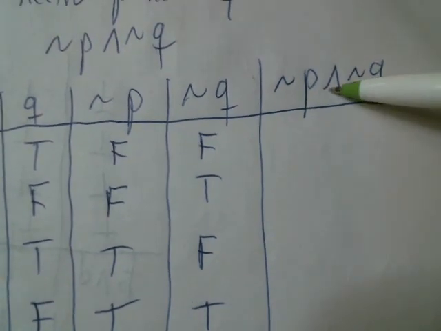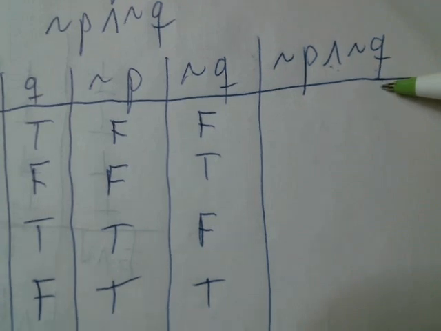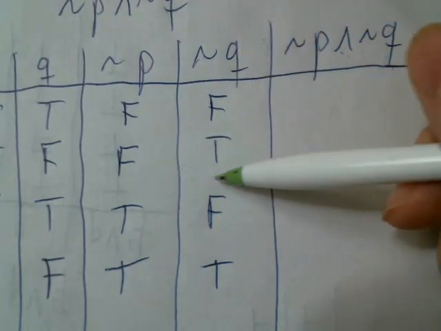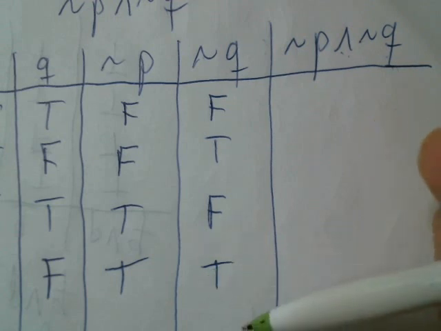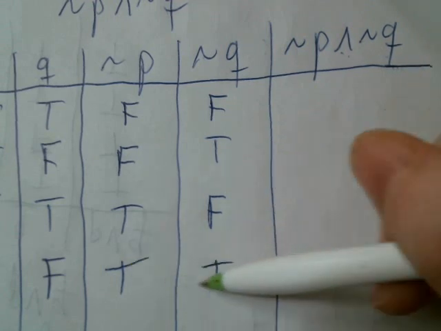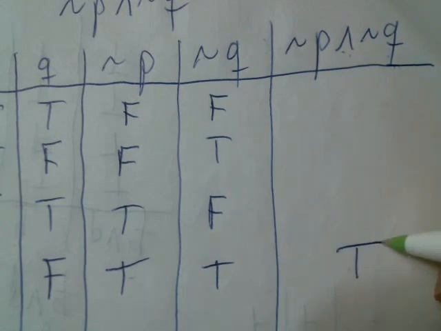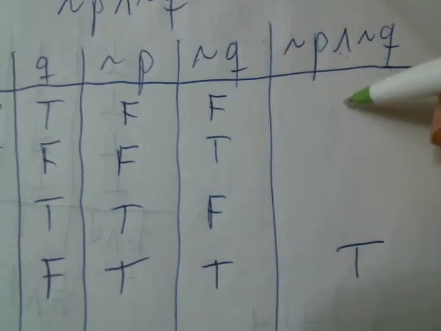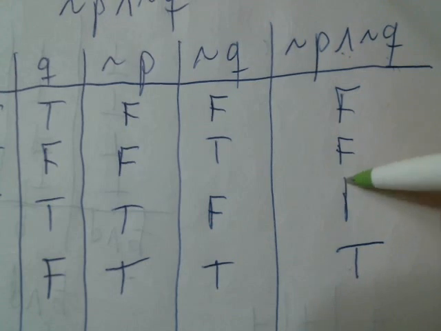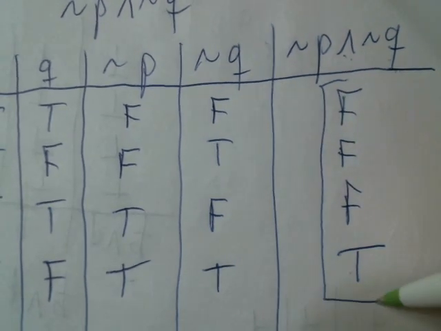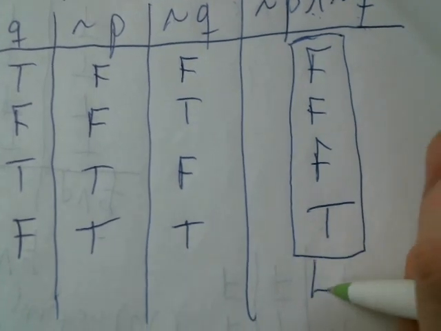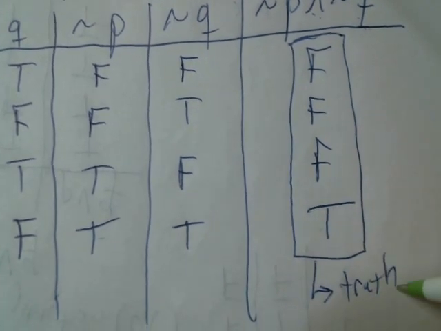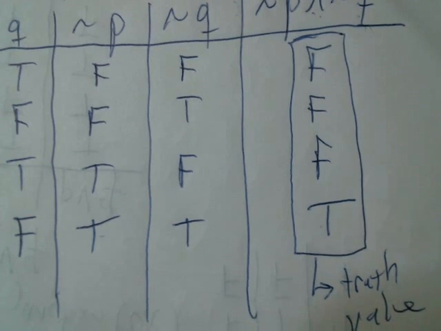Finally, we're looking at the conjunction of not p and not q. So you're comparing these truth values, and the conjunction says that it'll be true only when both are true. So this should be the only one that's true here. The other ones will all be false. And when we talk about the truth value of the statement, it's this column that we're talking about. So this is the truth value.